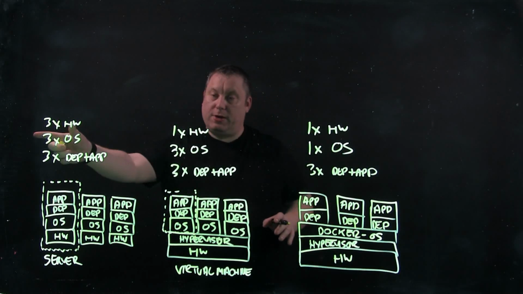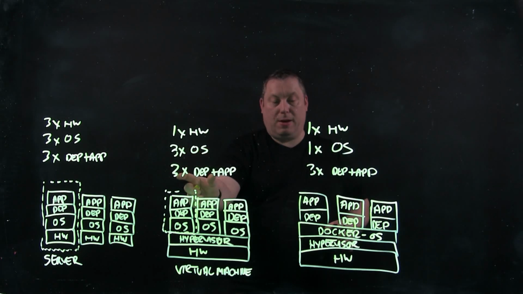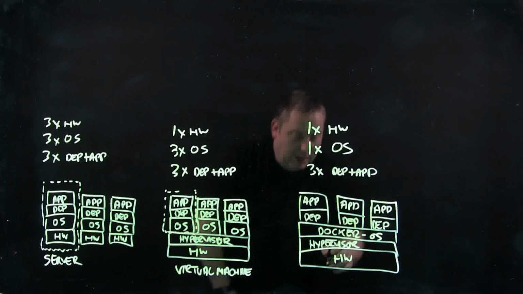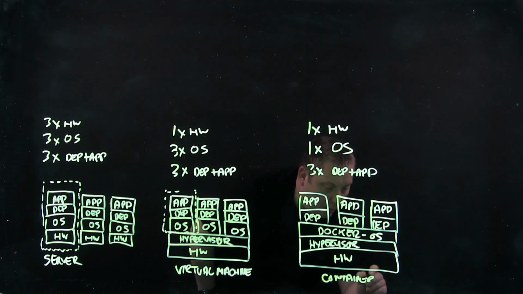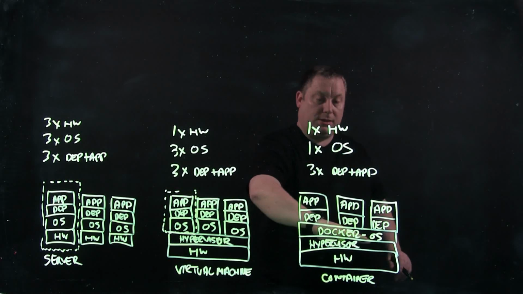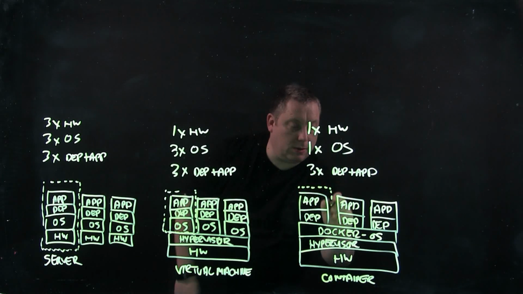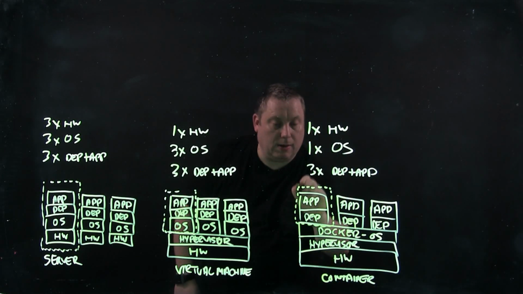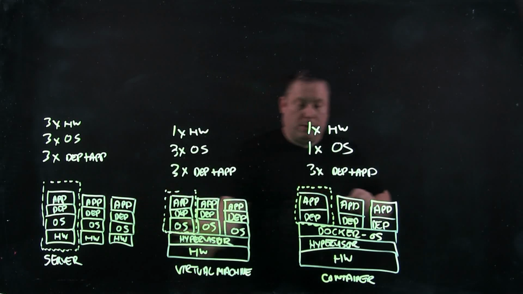So when we move from this side to here, we've shrunk the amount of hardware. We've gone from three servers to one server, but we still have three operating systems, three sets of dependencies and apps. When we move to here on container, we now have one set of hardware, one operating system, and just three lots of dependencies and apps. So our unit of management has now moved to be the container. So we're abstracting and streamlining all the way we go.